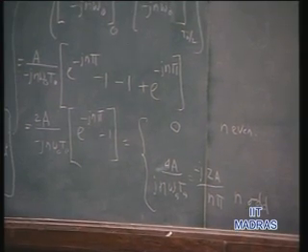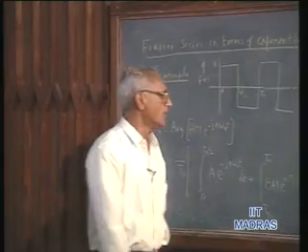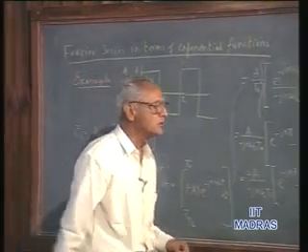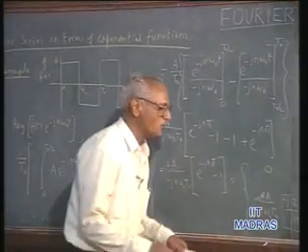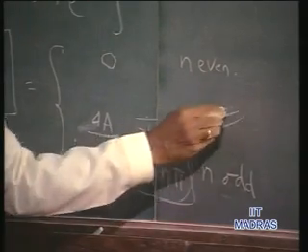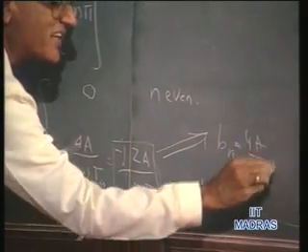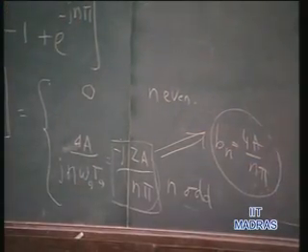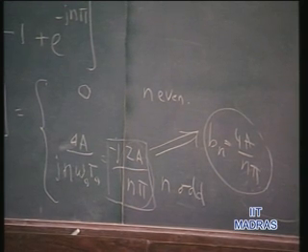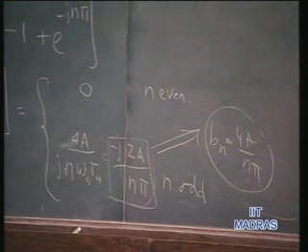This is for n not equal to 0. And since we know that Cn equals An minus jBn by 2, what we now see is that Bn upon 2 is 2A by n pi. From this we conclude that Bn equals 4A by n pi, a result which we already obtained from the trigonometric form of Fourier series. So this ties up with that. C naught of course is 0 because the average value of this is 0.